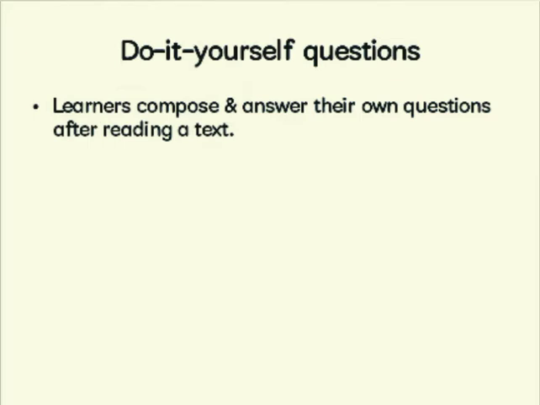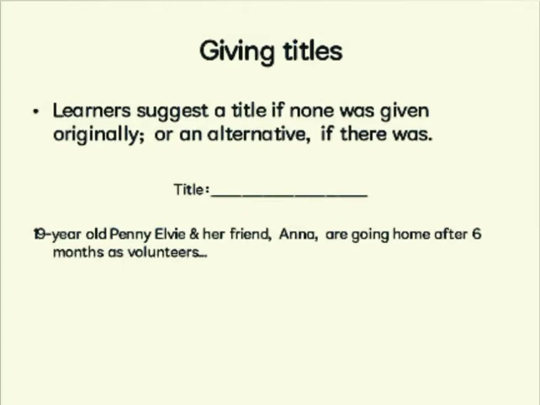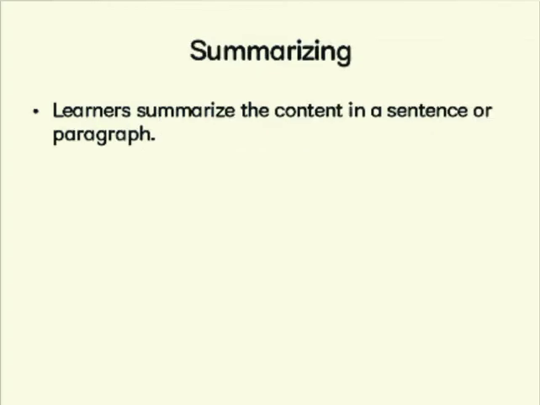After reading a text, learners can make questions about it as well as answer those questions. After reading a text that has no title, learners can provide a suitable and relevant title for it. Learners can provide main information about the text in their own language by summarizing the text.